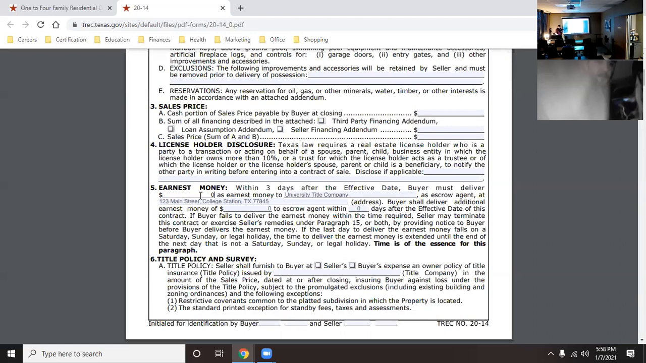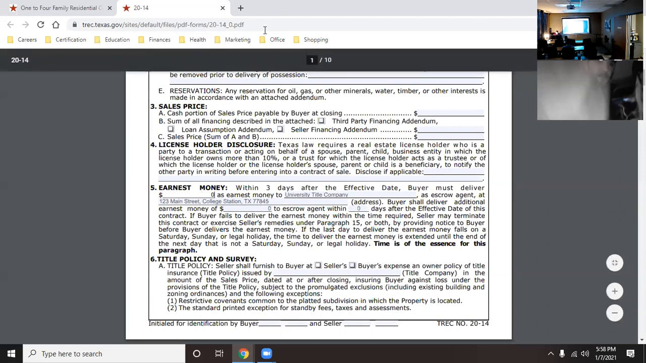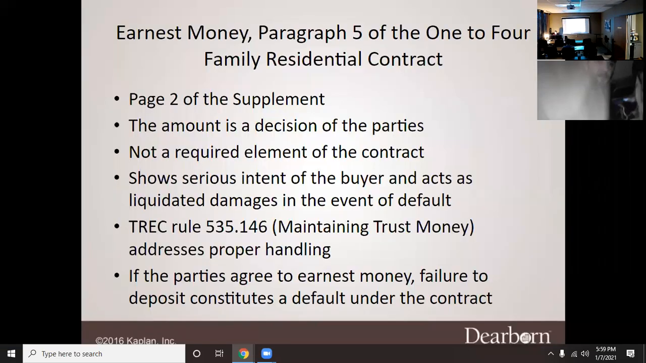Now, that gives you an overview of how that works in regards to this particular one. Again, as you see here in bullet 2, it's not a required element of the contract. You do not have to complete that part. It is an optional element. It does show serious intent of the buyer and acts as liquidated damages in the event of default.